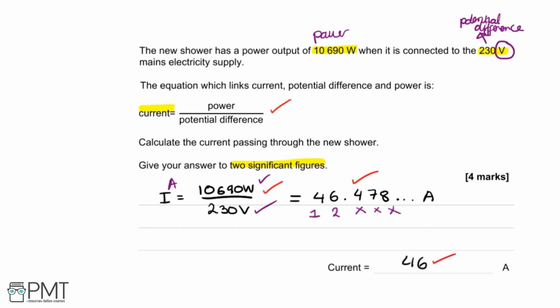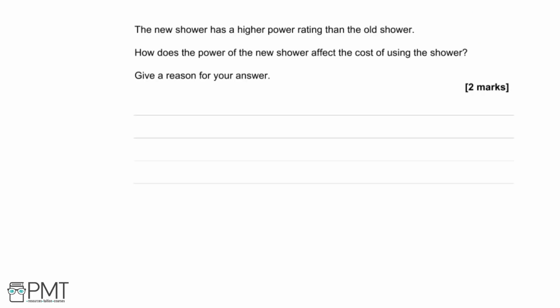The new shower has a higher power rating than the old shower. How does the power of the new shower affect the cost of using the shower? Give a reason for your answer. So the power rating, or the power, is a measure of the energy used divided by time. So that means a shower with a higher power rating in the same amount of time as a shower with a lower power rating is going to use more energy. Energy costs money, so a higher power rating means more cost.